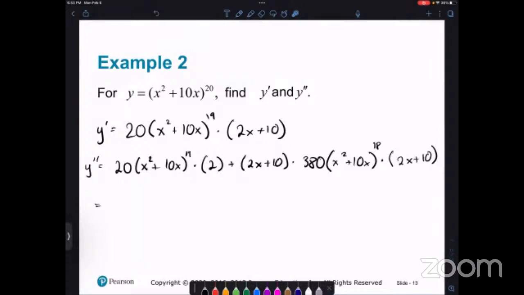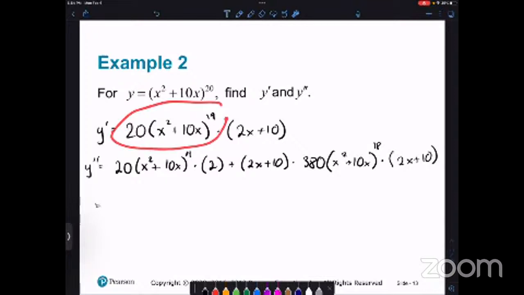Yeah, because I'm confused on how you get the 380. Okay, the 380. So with the second derivative, right? We say the first times the derivative of the second plus the second times the derivative of the first. So the first is this guy. You see it right here. The derivative of the second, the derivative of this guy, is just 2. Then we said plus the second, you see it here, times the derivative of the first. So the derivative of the first comes from here. 19 times 20, that's where the 380 comes from.